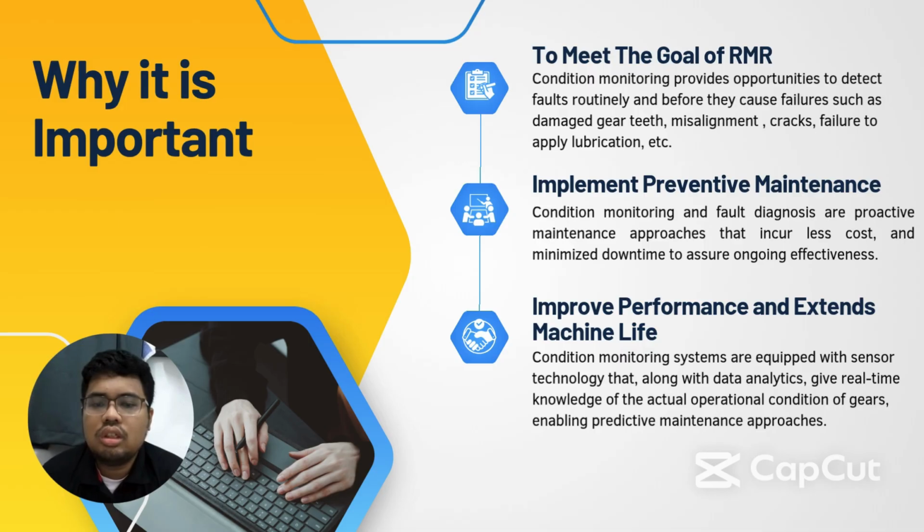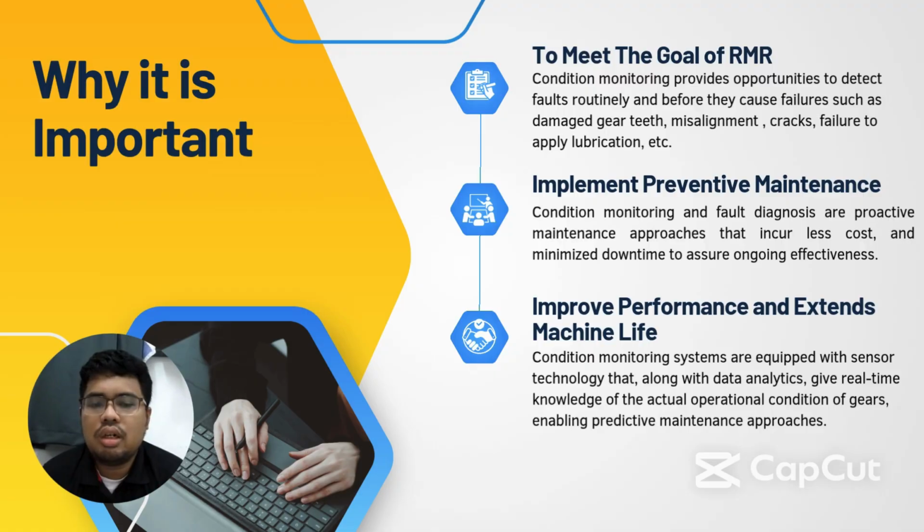Next, it is important to implement preventive maintenance, or we call it PM. Condition monitoring and fault diagnosis are a proactive maintenance approach that incurs less cost and minimizes downtime to assure ongoing effectiveness. When we implement preventive maintenance, we can reduce the cost and the downtime of production and reduce the risk to the workers.